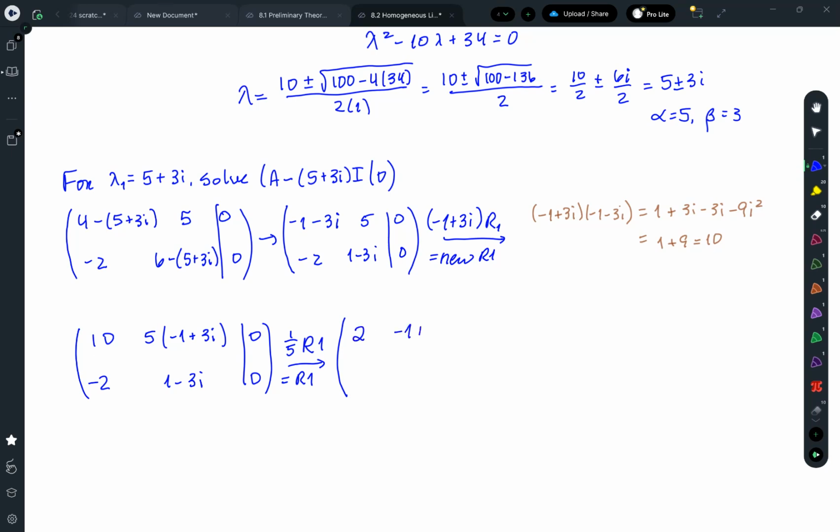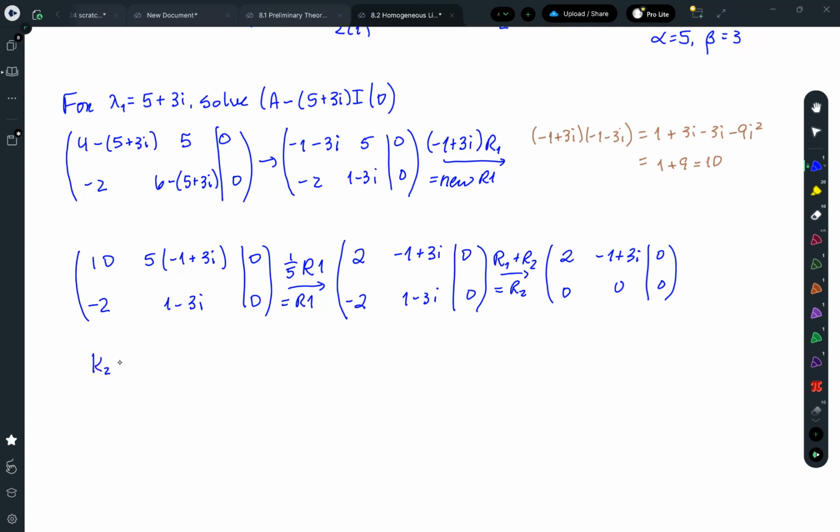So if I divide the whole row by 5, I get 2. I get a negative 1 plus 3i. I get 0. And I get negative 2, 1 minus 3i, and 0. Now, if I just add row 1 and row 2, that's going to clear row 2. So first row is 2, negative 1 plus 3i, and 0. But the second row is now a row of zeros.